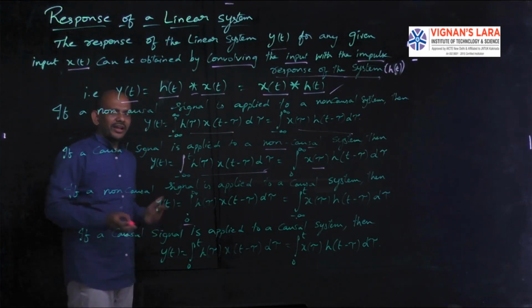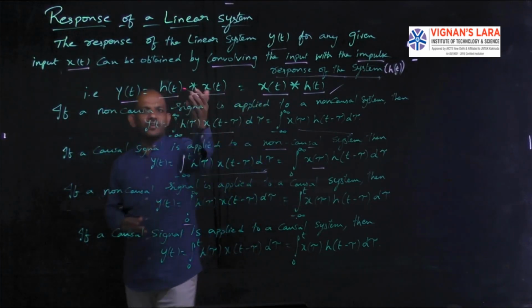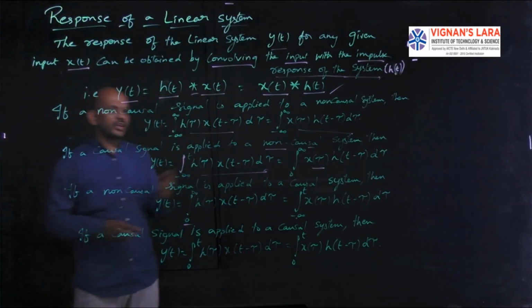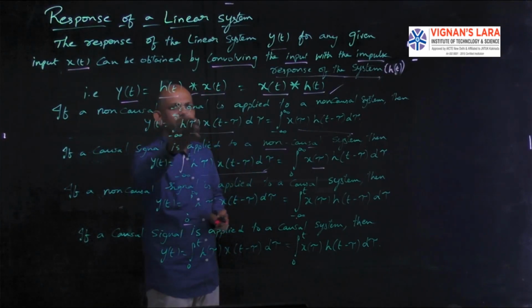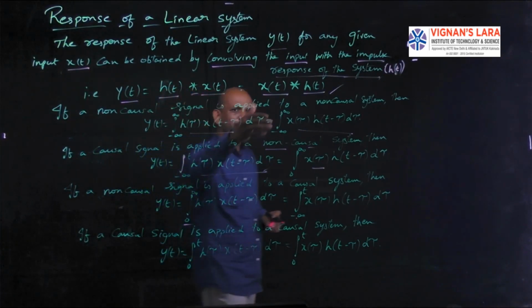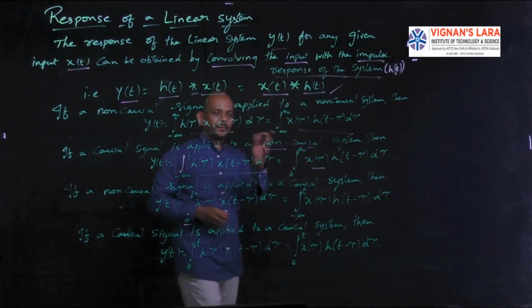General formula. As both the signal and system are non-causal, I applied the formula, and the response y of t equal to the convolution of h of t and x of t is nothing but integral minus infinity to infinity h of tau, x of t minus tau d tau, or integral minus infinity to infinity x of tau, h of t minus tau d tau. We can represent it in any way.